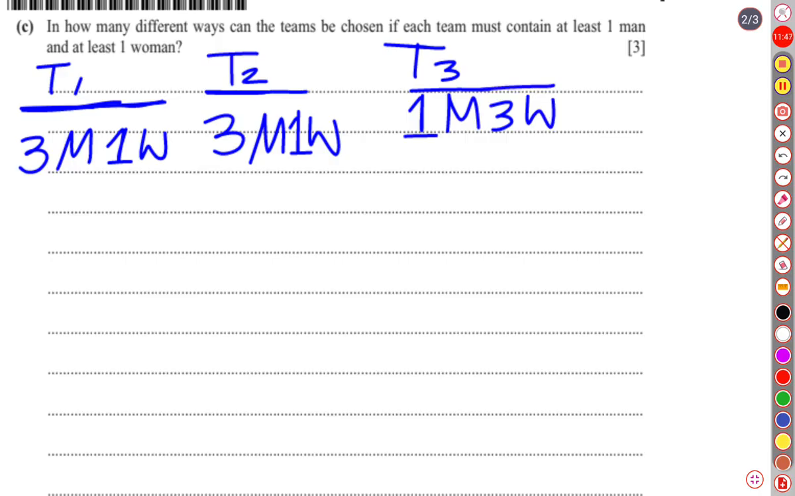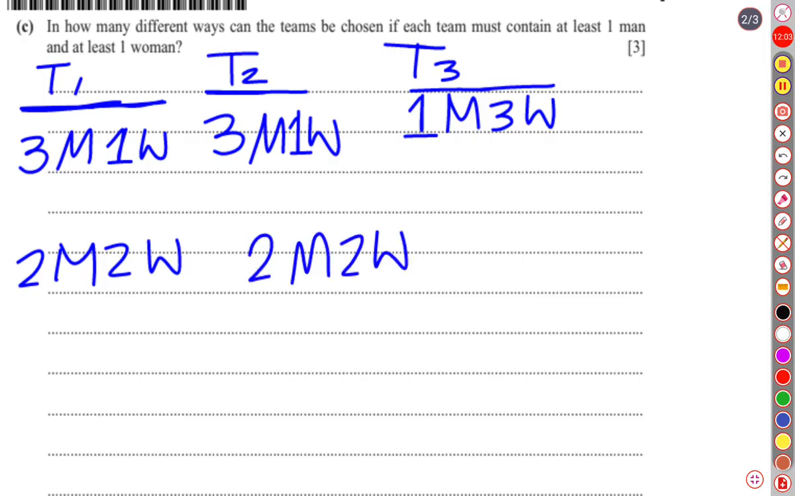For the second case we can choose 2 men and 2 women. For the second team also we can choose 2 men and 2 women, so 4 men and 4 women in total. Now let's see how many are left. Total there were 7 men, 4 have been chosen, so 3 remain. And 2 plus 2, 4 women went away, so only 1 woman is left. So these are the 2 possible cases of the selection.